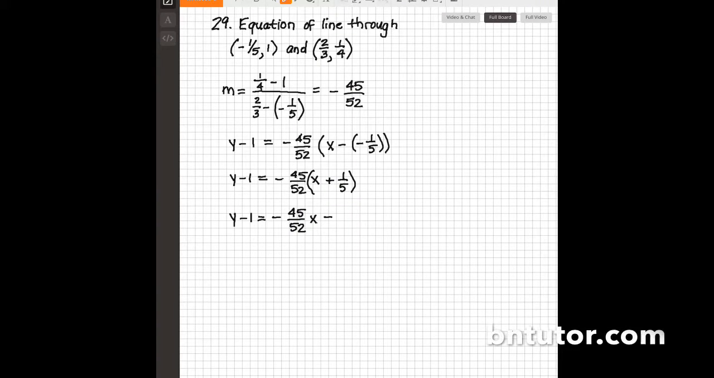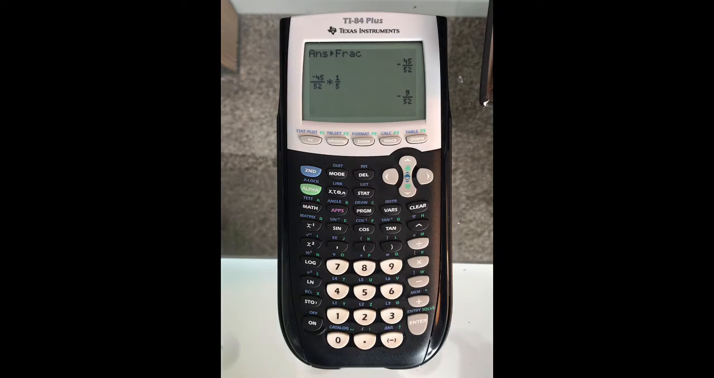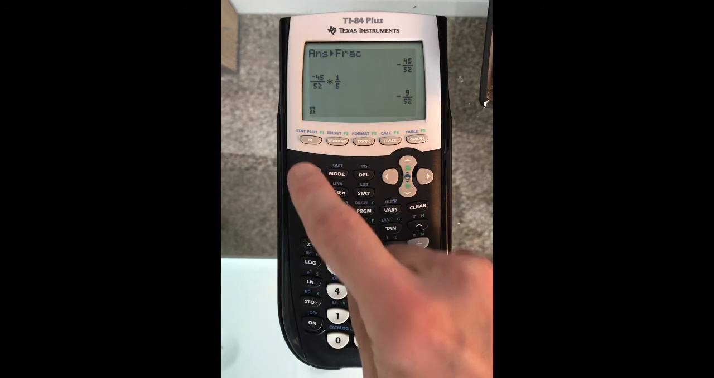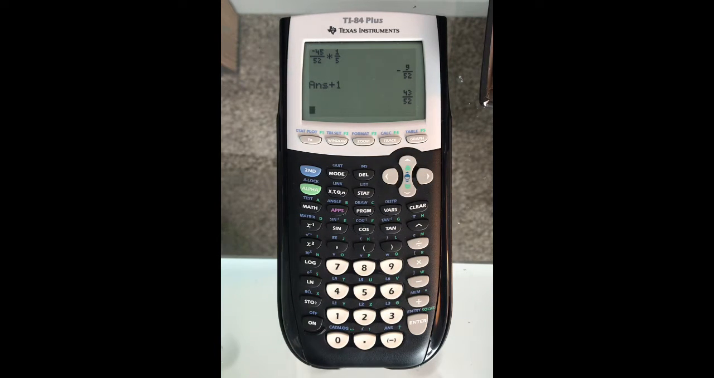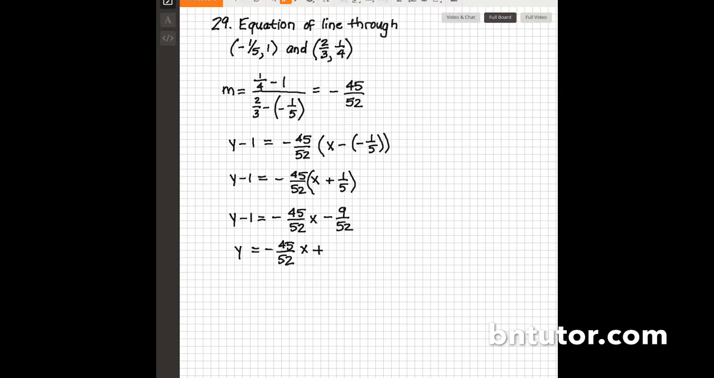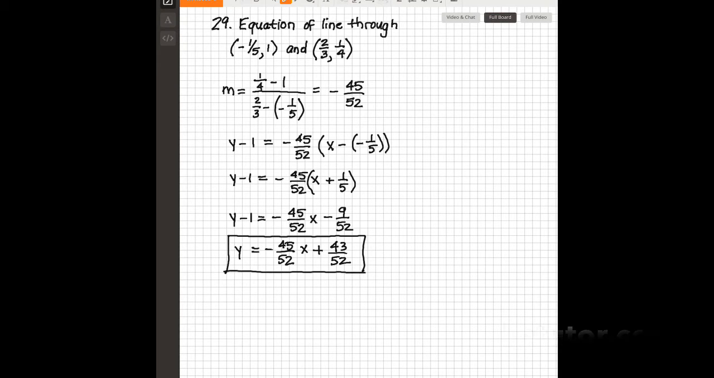We'll put that into our problem and have to do one more step to simplify, which is to add 1 to both sides. We want to get that y by itself. So we need -9/52 plus 1. And here's a shortcut so we don't have to retype the function. Hit second, and then go down to the bottom and hit the ANS button. It's going to remember the answer that we just had of -9/52, plus 1, and we have 43/52. Now we can add that as the final part of our equation, which is the equation of the line through the points (-1/5, 1) and (2/3, 1/4).